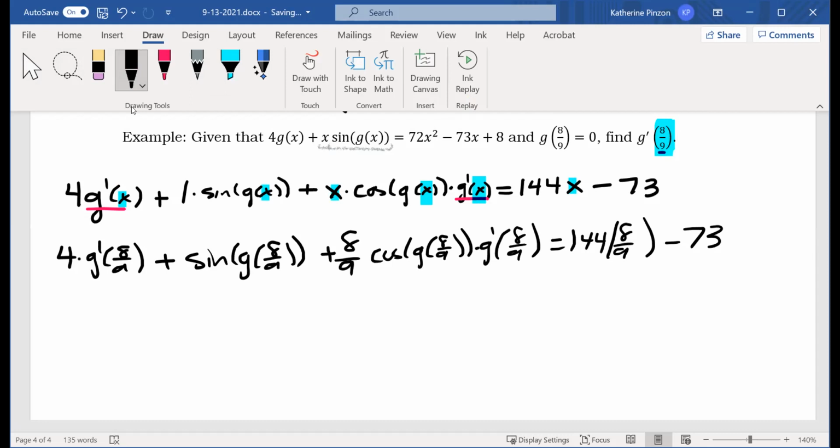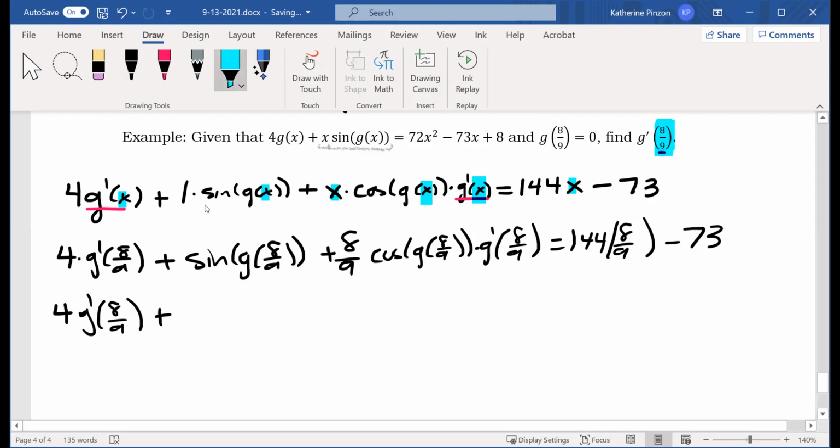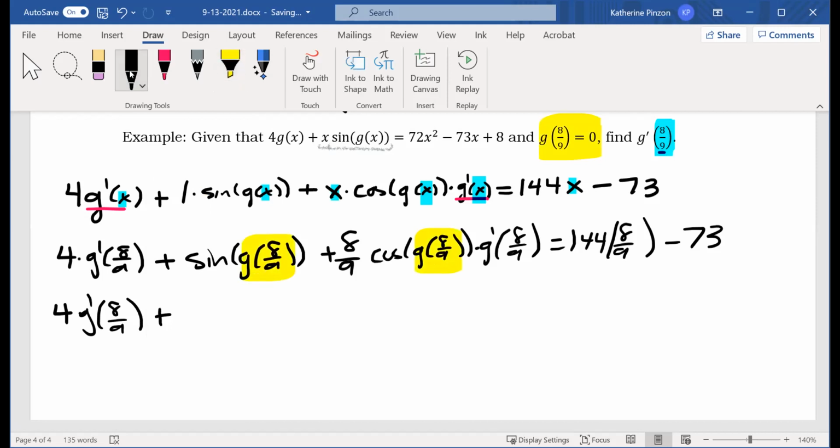Okay, now I'm going to do numbers. I don't know g prime of 8/9, so I'm just going to leave it as g prime of 8/9. g of 8/9, that was the value they told me right here. g of 8/9 is 0. So this guy's going to be a 0, and this guy's going to be a 0. So sine of 0 plus 8/9 cosine of 0 times g prime of 8/9 equals. This side is only numbers, right? There's no g's there. So put that number in your calculator and see what you get.